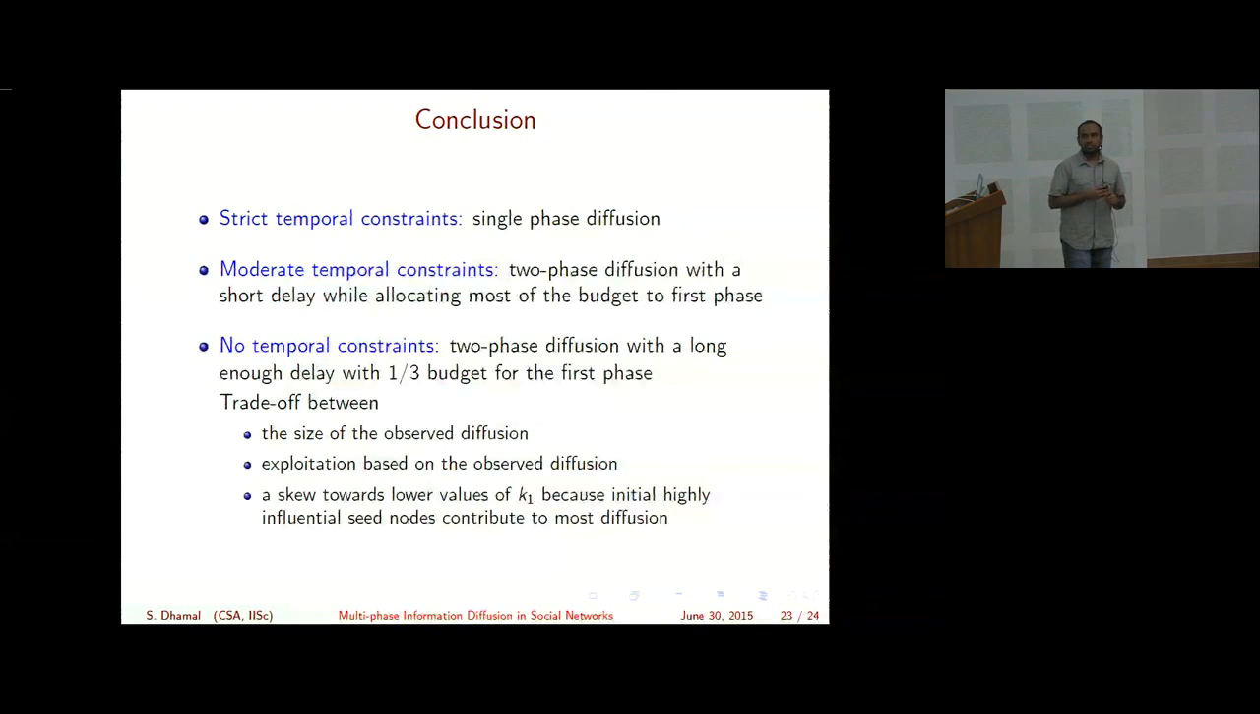In the no temporal constraint case, which is the case studied in literature, you just study the expected influence without looking at how much the value is going to decrease with time. In that case, use 1/3 of the budget for the first phase and 2/3 for the second phase. Again, the trade-off is in the size of the observed diffusion. If you have more K1 and less K2, you will have good observation, but you won't have a lot of budget remaining for the second phase.